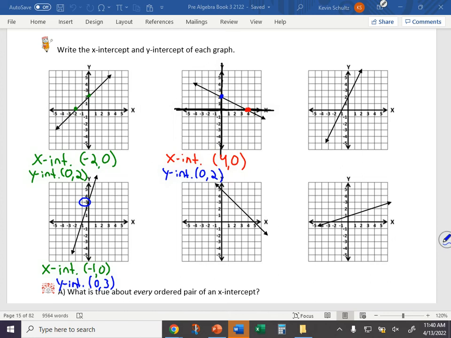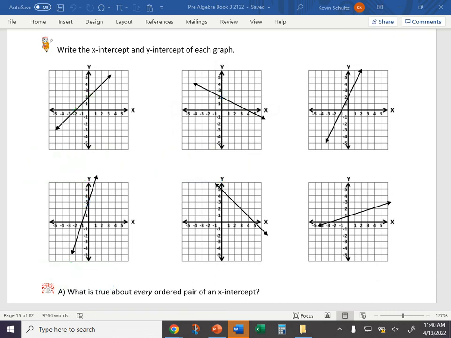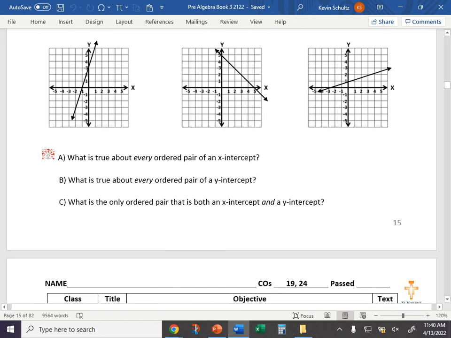Your homework is the rest of these, the 3 we didn't do. And then you have some questions on the bottom. What is true about every ordered pair of an x-intercept? What is true about every ordered pair of a y-intercept? And then what is the only ordered pair that is both an x-intercept and a y-intercept? We already answered that question earlier. So if you were listening, great. If not, then go back and watch the video.